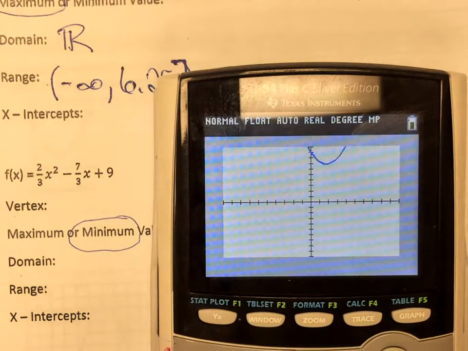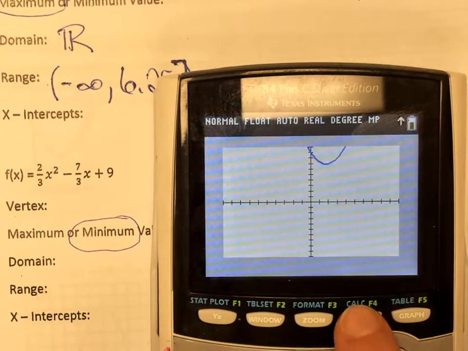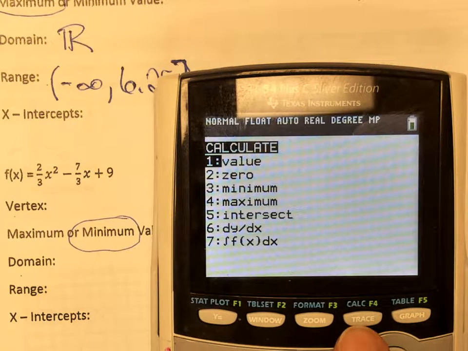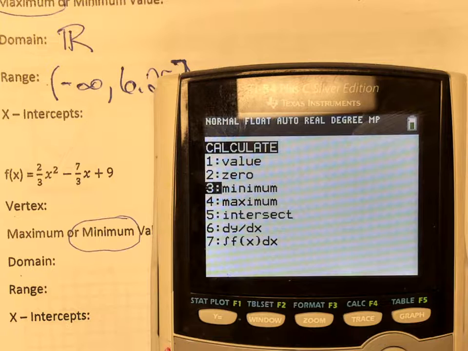And let's go to second calculate, or second trace, whatever you want to say. Y'all okay? Stop me if you're having issues right now. Don't wait till I get to the end. All right, this time we have a minimum value, right? So I'm not going to hit 4, I'm going to hit 3. Or you can scroll down to 3 and hit enter. Or if you just hit 3, it'll do it for you.